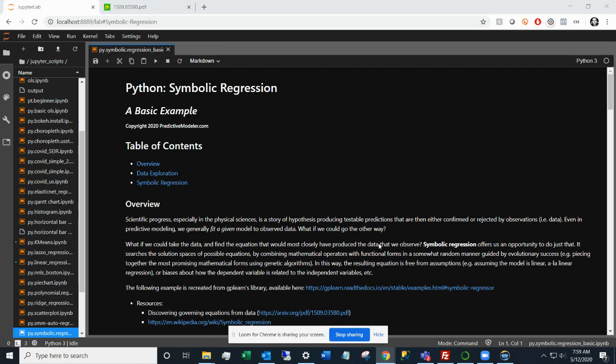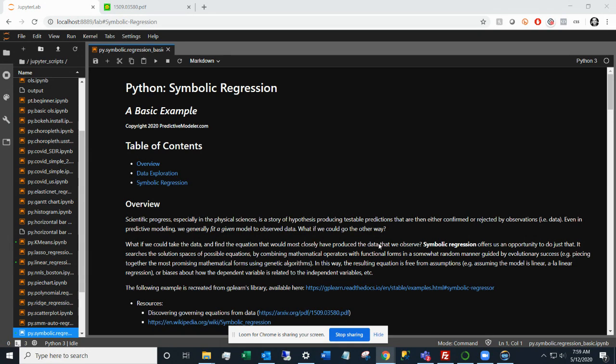Now that seems sort of magical, and it is, because it doesn't really exist. But we do have a technique that can get us an inkling of an answer, in some cases the answer, and that's called symbolic regression. It's pretty exciting.